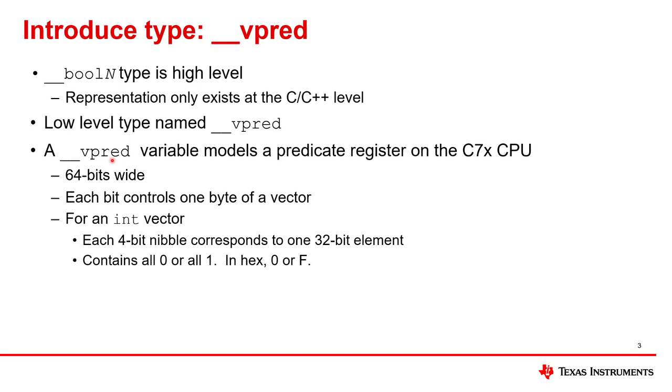A vpred variable models a predicate register on the C7000 CPU, which is to say it has these properties. It's 64 bits wide. Each bit controls 1 byte of a vector. So in the case of an int vector, remember ints are 32 bits wide, each 4-bit nibble corresponds to one 32-bit element. Thus each of those nibbles is going to contain all 0 or all 1, or if you write it in hex, it would be all 0 or all f.